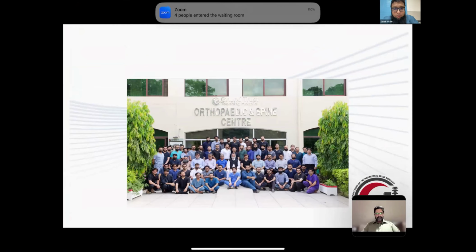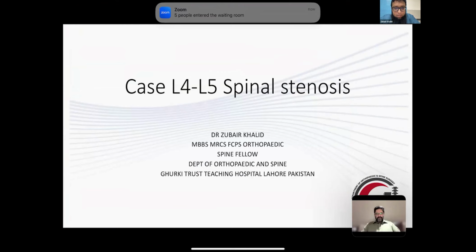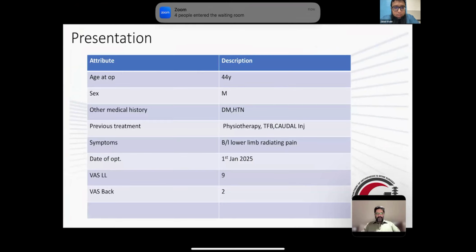I'm Dr. Zubair Khalid, working as spine fellow in the Department of Orthopaedics and Spine, Gurukul Trust Teaching Hospital. This is my home center. The first case presented by me is L4-5 spinal stenosis. The age of the patient at surgery is 44 years, male, with a history of diabetes, the comorbidities being diabetes mellitus and hypertension.